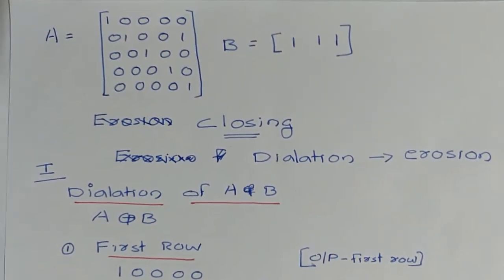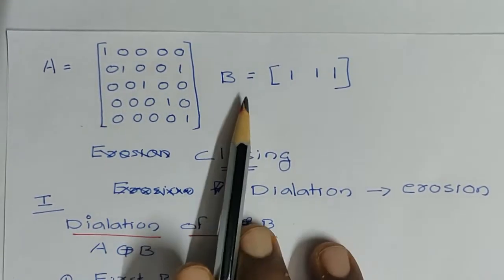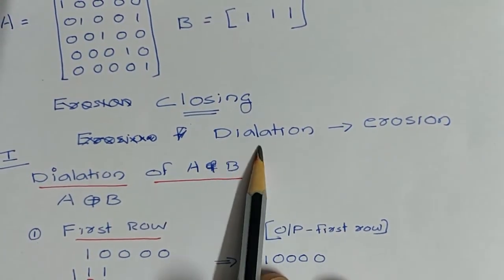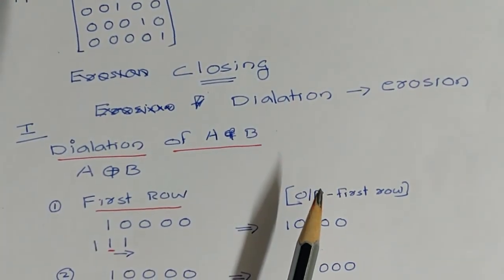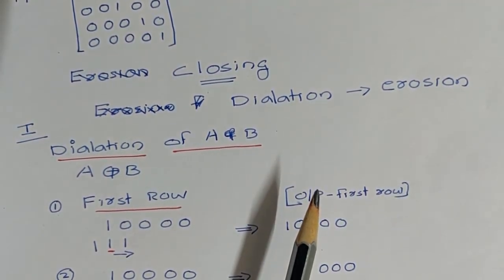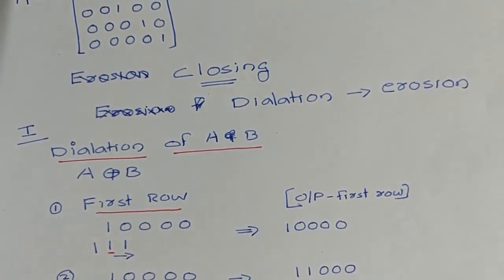Now we are discussing how to do the closing operation. Here A is the input matrix and B is the structuring element. For closing, we will first do dilation and then erosion. Now we are discussing how to do the dilation operation. Previously we discussed in detail how to do the erosion operation. Here we are discussing how to do the dilation operation.